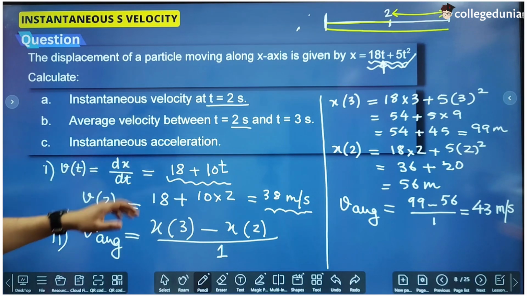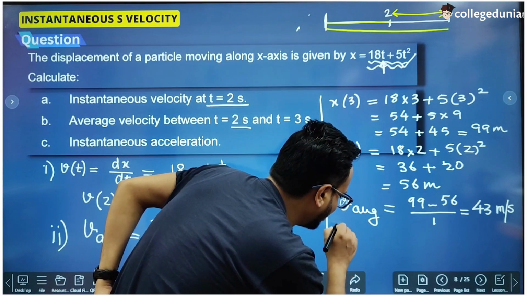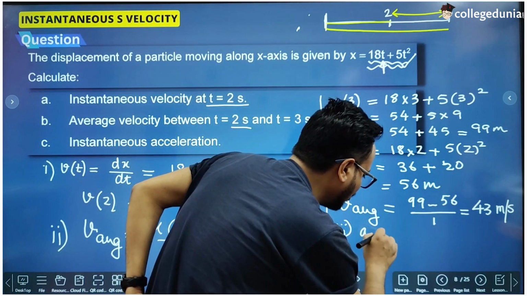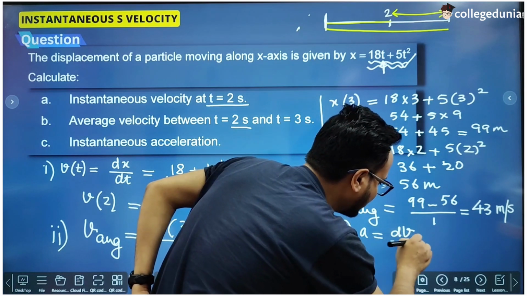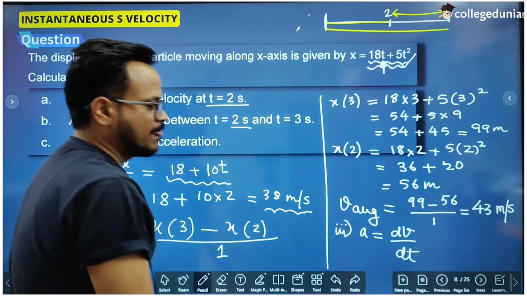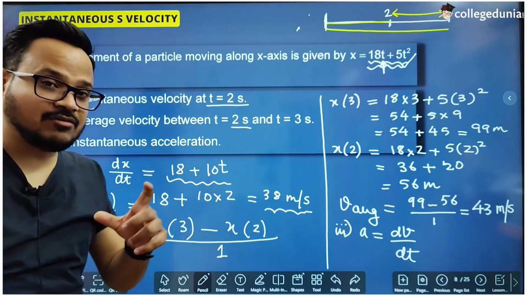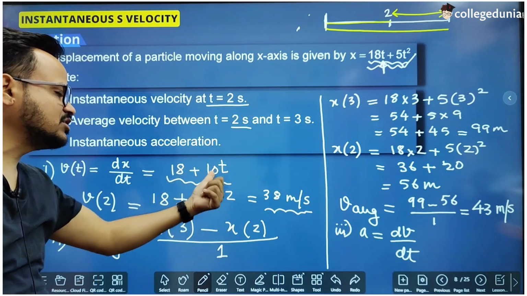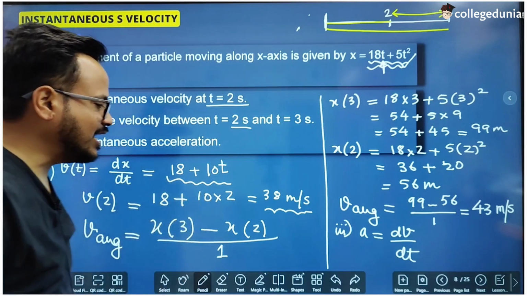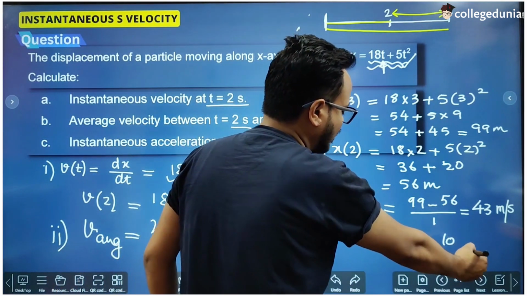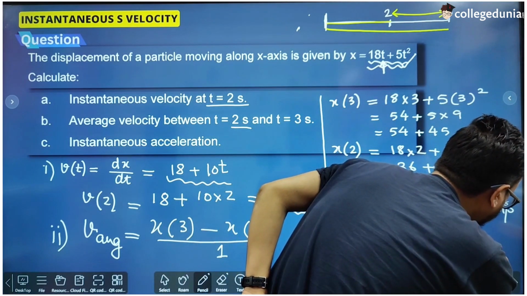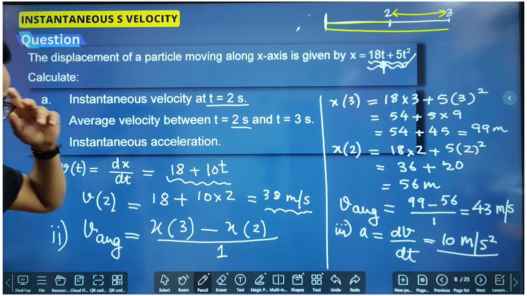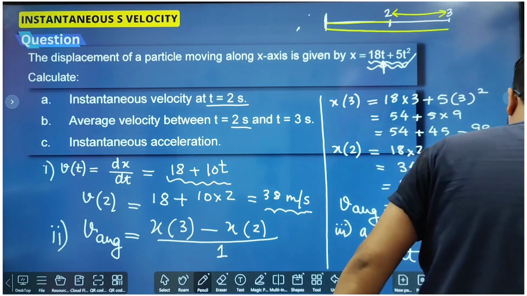And the third part is instantaneous acceleration. Acceleration we have not studied till now in this lecture, but you must be knowing that acceleration is rate of change of velocity. So to find the acceleration, you have to find the derivative of velocity function. Where is the velocity function? This is the velocity function, and now when we differentiate this function with respect to t, 18 becomes 0 and 10t becomes 10. So it is 10 meter per second square. Right? Okay. Next question.